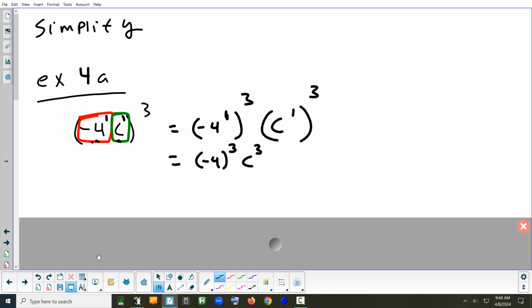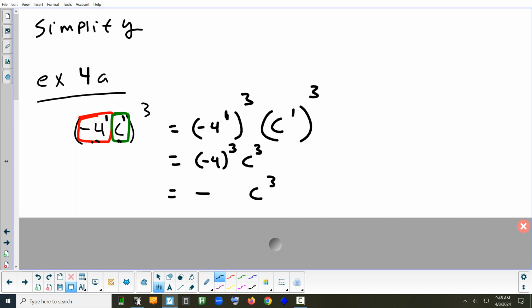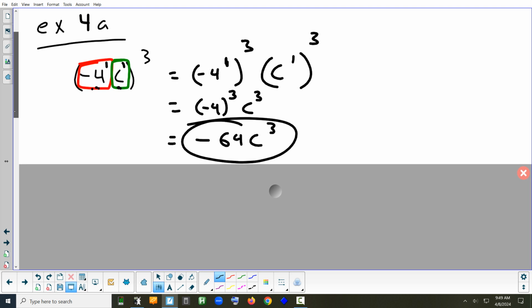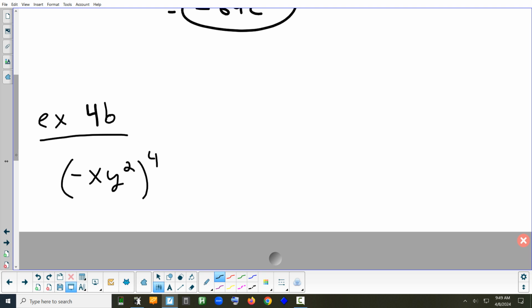Now there's not much we can do with c to the third. That's done. But now negative 4 times negative 4 times negative 4. Let's do that on the calculator. That's not that big. That's when I would probably ask you to just write out the answer. So negative 4 cubed is negative 64. That's the final answer. Okay. Any question on that one? All right, let's try. I think just for the sake of time, we'll do the last couple together.